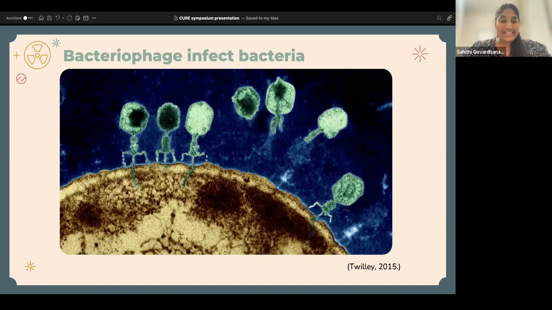Bacteriophage are these guys in green, and they are a very specific kind of virus that infect bacteria. And bacteriophage, or most commonly known as phages, are one of the most abundant entities on planet Earth and can therefore be characterized based on many different criteria. Today, I will be talking about three criteria, which are life cycles, structure, and the genomic similarity.